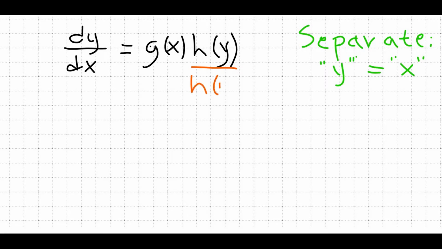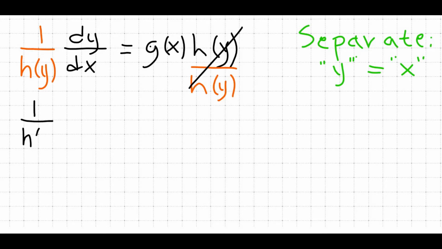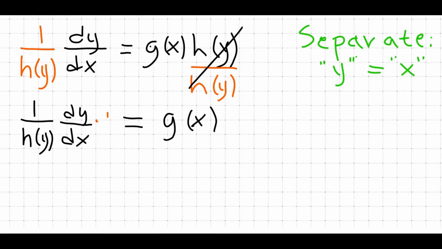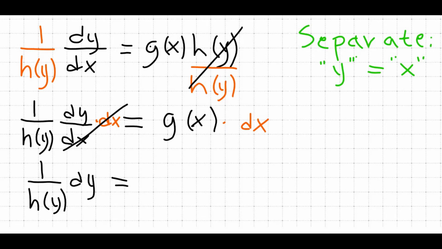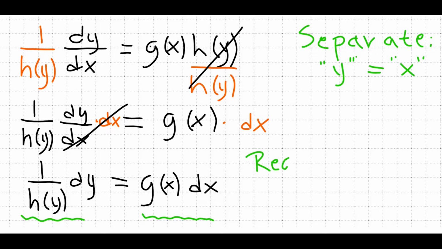We can do so by dividing by h of y on both sides, and then these cancel on the right side. We then have 1 over h of y dy/dx is equal to g of x. If we now multiply by dx on both sides, then dx cancels on the left side, and we then have 1 over h of y dy is equal to g of x dx. We now have y terms on the left side and x terms on the right side. So now we are ready to integrate this little guy.